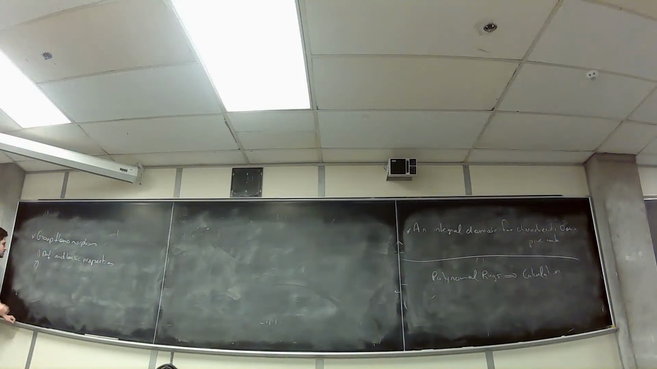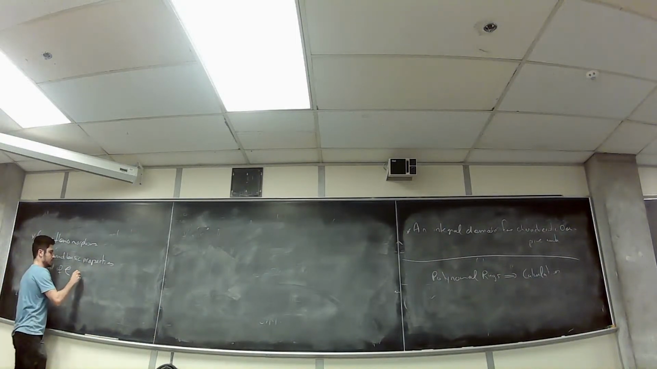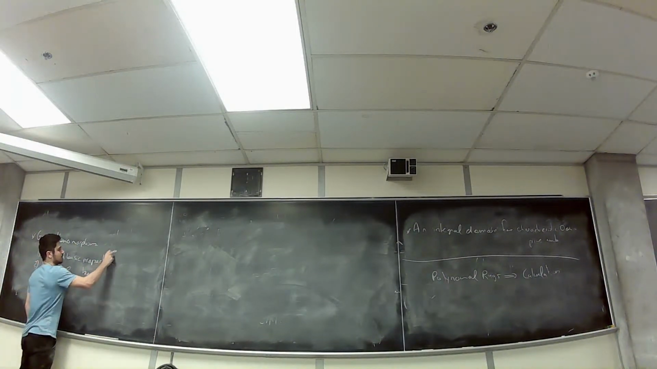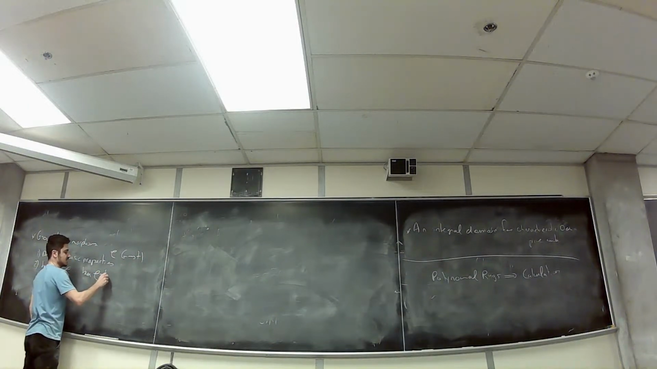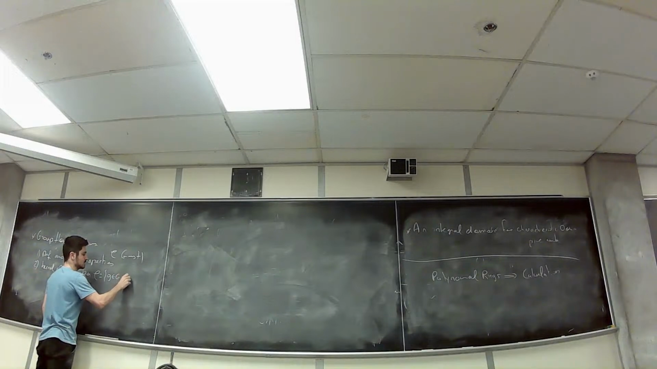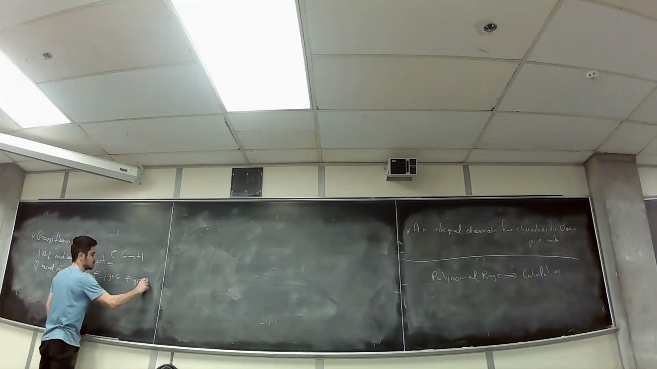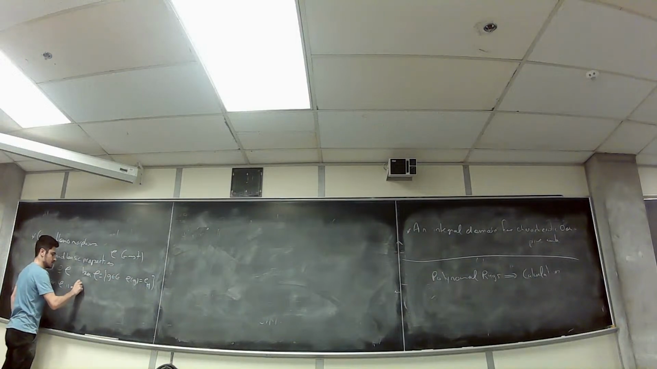Definition and basic properties. Kernel of phi. What is the kernel of phi? So the kernel of phi, where phi is from G to H, is just the set of all g in G such that phi of g is equal to e_H. So what are the properties of the kernel? The kernel is a subgroup of G.